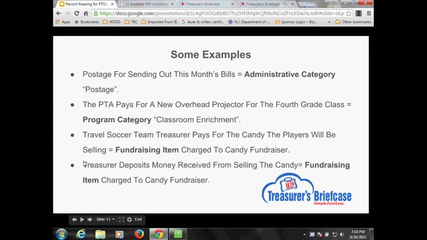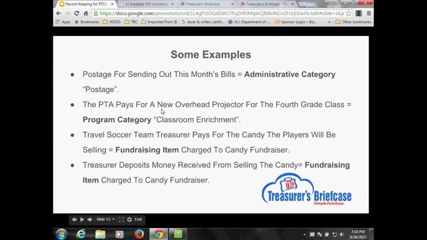So at this point, just to kind of drive home this concept of the buckets, the fundraising, administrative, and program bucket, I'm going to list a couple of examples and we'll decide which bucket they belong to. In this case, postage for sending out this month's bills, that's a typical administrative expense. It wouldn't be allocated to a fundraiser or to a program. It's a necessary evil of operating our organization. So it will be posted under the administrative category to an account called postage.